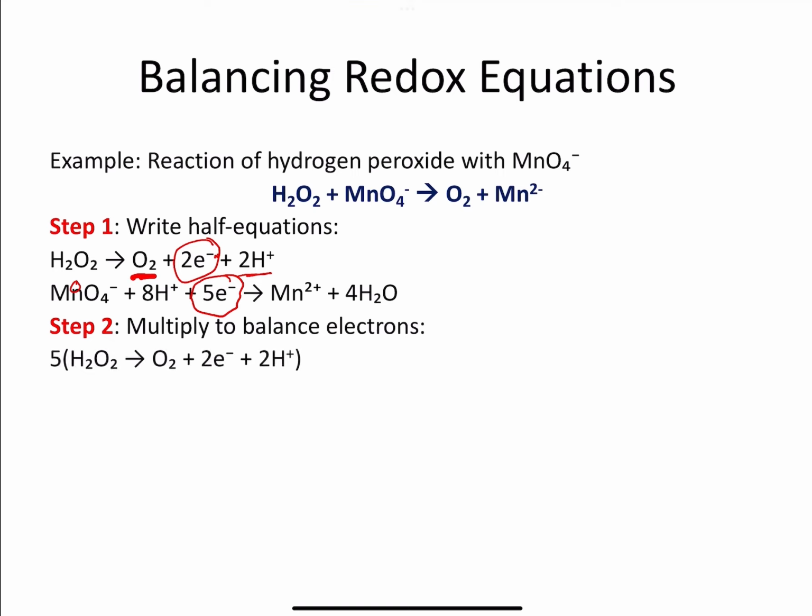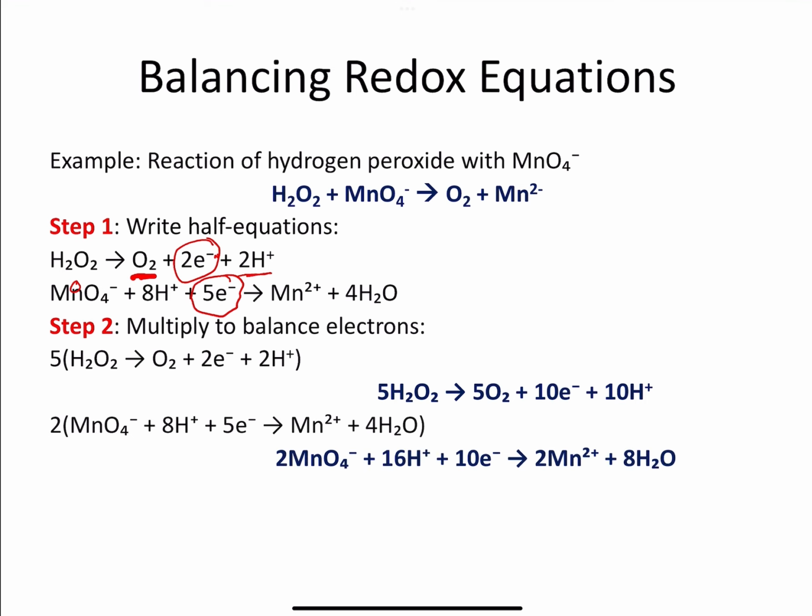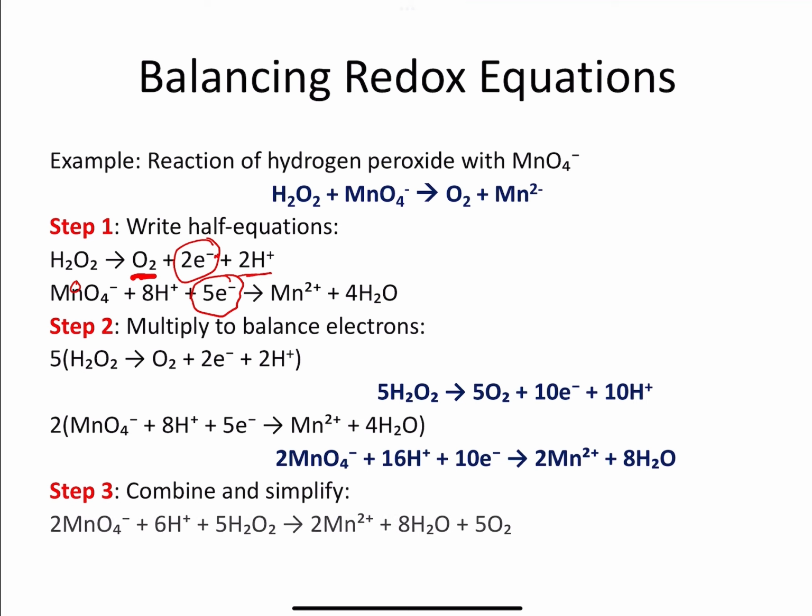So you need to multiply the first equation by 5, and this will give you 5 hydrogen peroxide, will give you 5 oxygen, 10 electrons and 10 protons, and multiply the second equation by 2, which gives you 2 manganate, 16 hydrogen plus, 10 electrons, and that will give you 2 manganese 2 plus, and 8 water molecules. You will need to combine these two equations and simplify.